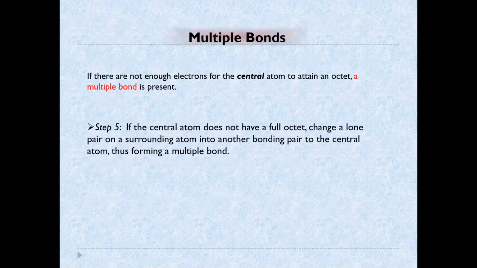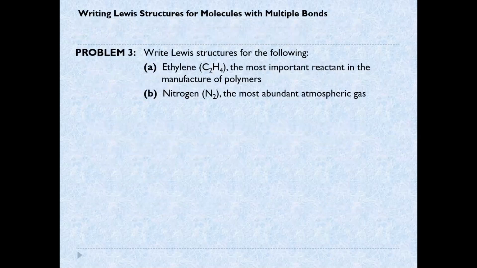So let's look at multiple bonds. Sometimes, if there are not enough electrons for the central atom to attain an octet, a multiple bond will occur. So far, the ones we've looked at are single bonds, but there could be multiple bonds. If the central atom does not have a full octet, change a lone pair on the surrounding atom to another bonding pair to the central atom. We'll give an example for that.